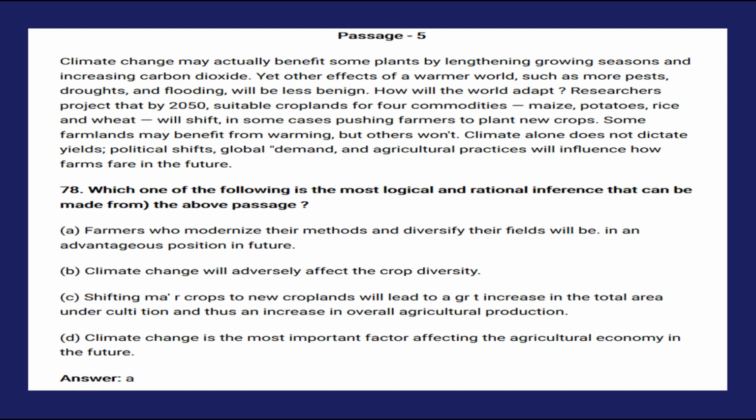Next, passage 5. Climate change may actually benefit some plants by lengthening growing seasons and increasing carbon dioxide. Yet, other effects of a warmer world, such as more pests, droughts, and flooding, will be less benign. How will the world adapt? Researchers project that by 2050, suitable croplands for four commodities, maize, potatoes, rice, and wheat will shift, in some cases pushing farmers to plant new crops.